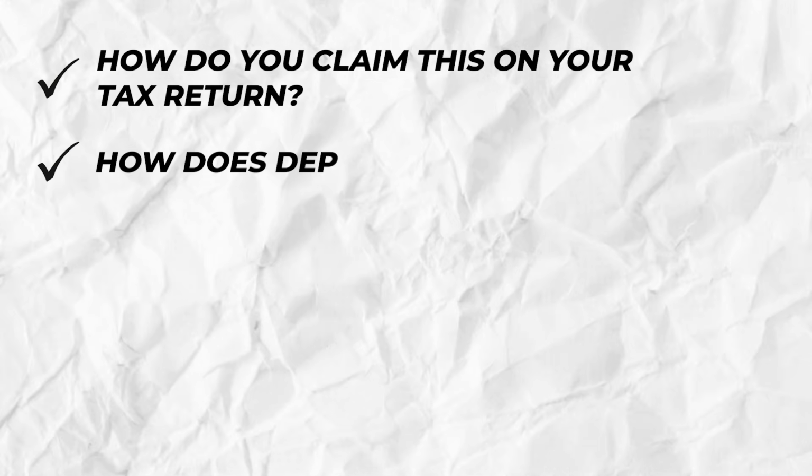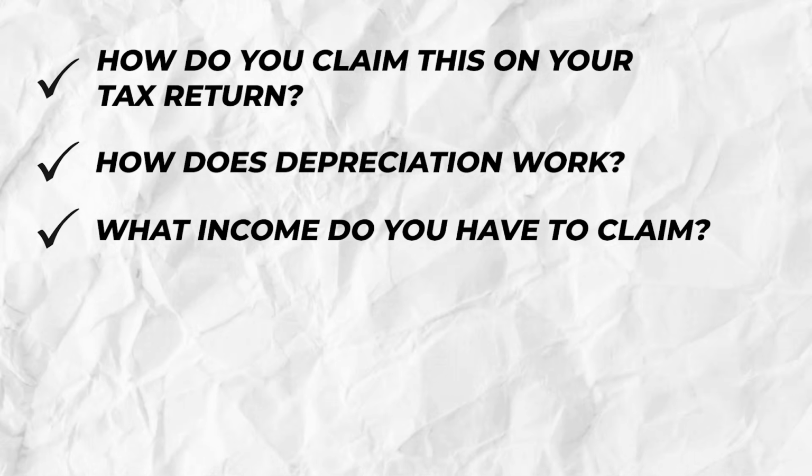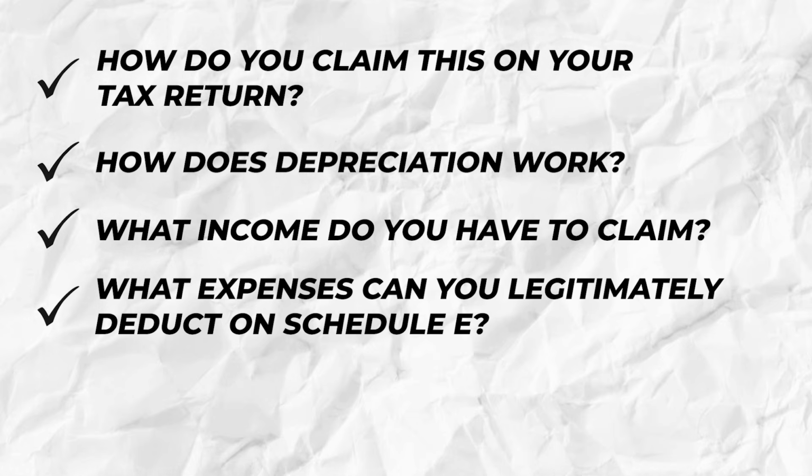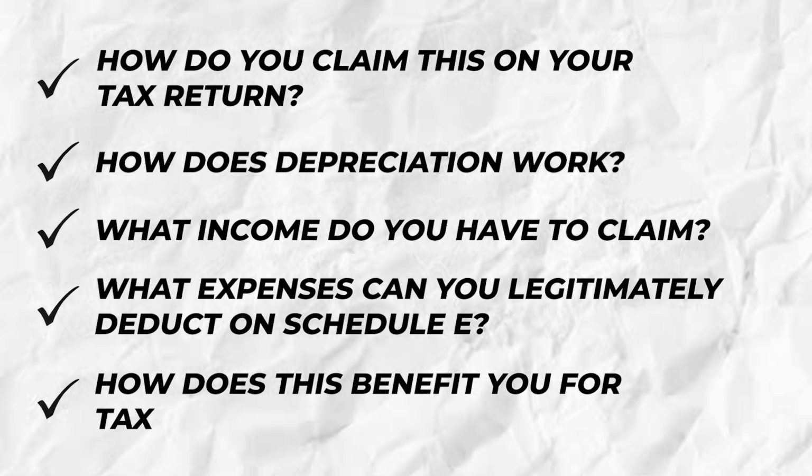All right, now I'm going to do a quick example here of a property you bought for $500,000 that you rent for $3,800 a month. Now I'm going to show you how you claim this on your tax return, how depreciation works, what income you have to claim, what expenses you can legitimately take right on Schedule E, and then how this benefits you for tax purposes. So let's break into this example and let's actually look at Schedule E itself.